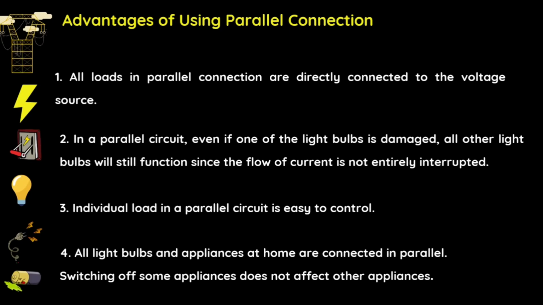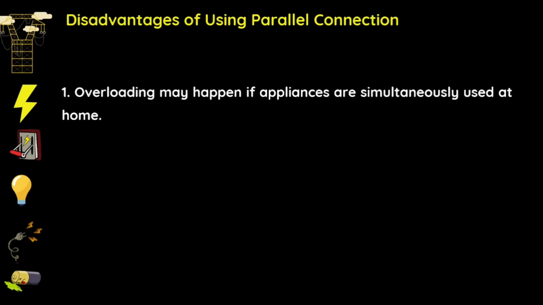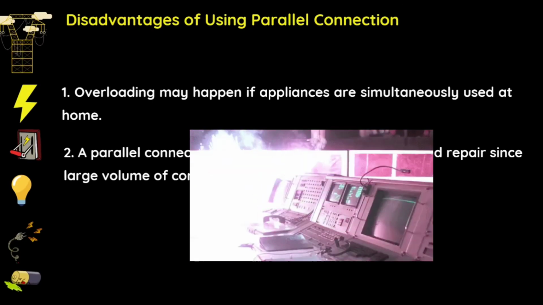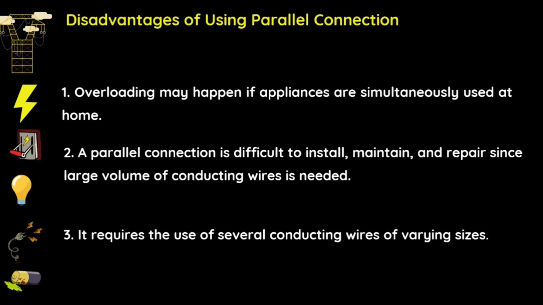So if you want to turn on or turn off the lights in one room, it does not affect the lights in the other rooms. While for the disadvantages of using parallel connection, number 1, overloading may happen if appliances are simultaneously used at home. Number 2, a parallel connection is difficult to install, maintain, and repair since a large volume of conducting wires is needed. Number 3, it requires the use of several conducting wires of varying sizes.